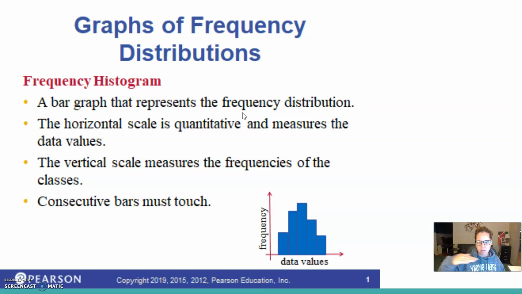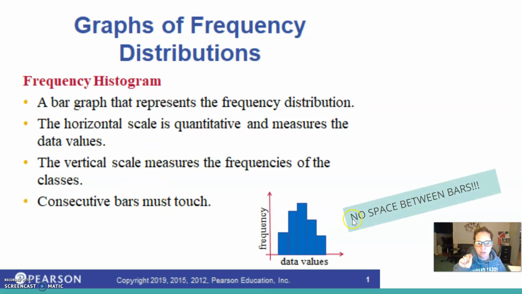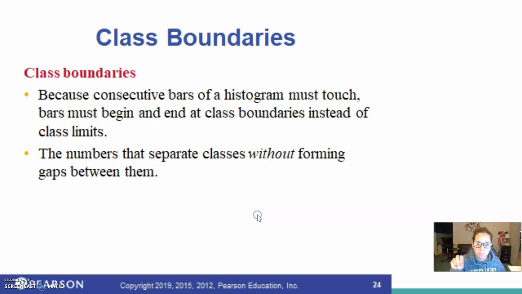The scale on the bottom, the horizontal scale, is always numbers, and it measures the classes that we had, and the vertical scale measures how often something happened in that group, and they must touch. There's no space between the bars. That is very important to notice, and it's very important to do, which is why we're going to talk about that.